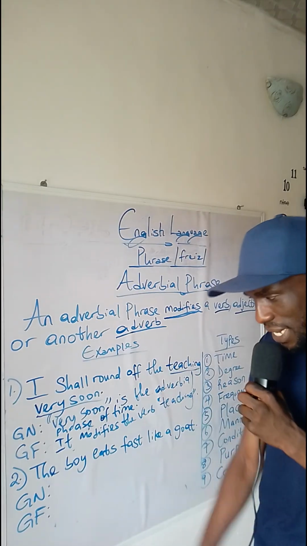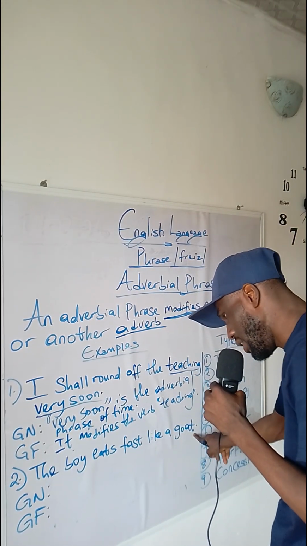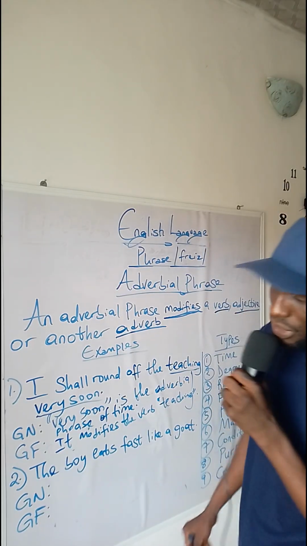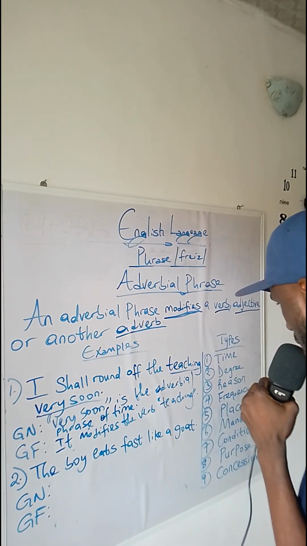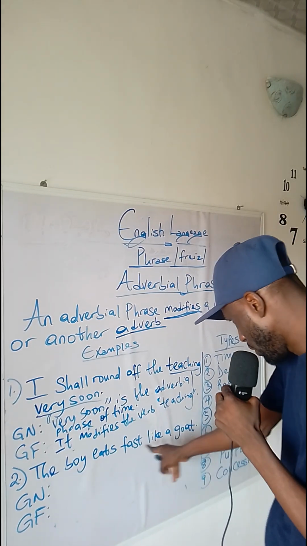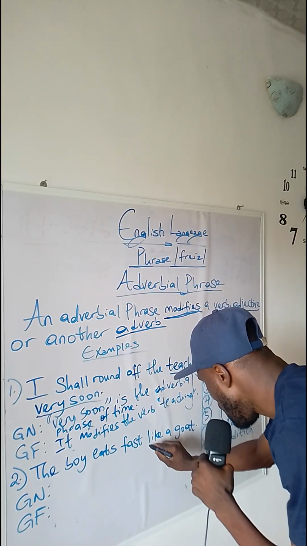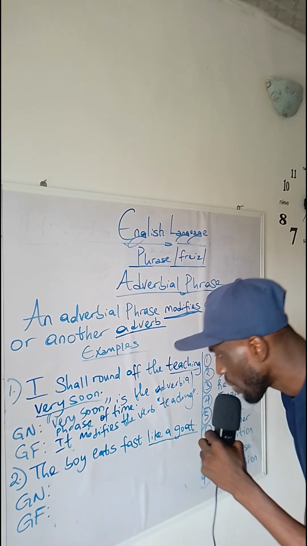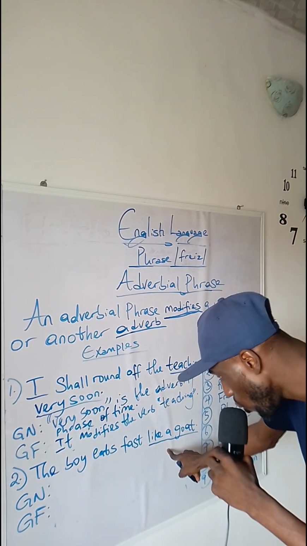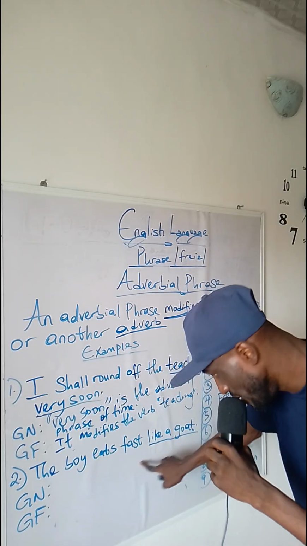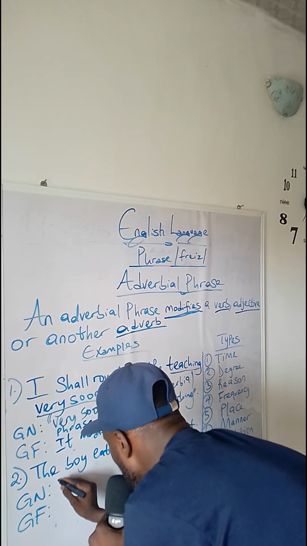So the next question here is, "The boy eats fast like a goat." So what is the adverbial phrase here? If you look at this very closely, we find out that this is our adverbial phrase, "like a goat," because it gives the impression of manner. That is how the boy here eats, like a goat. So we have to put it here.